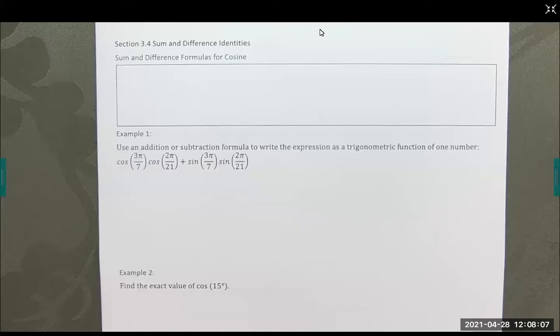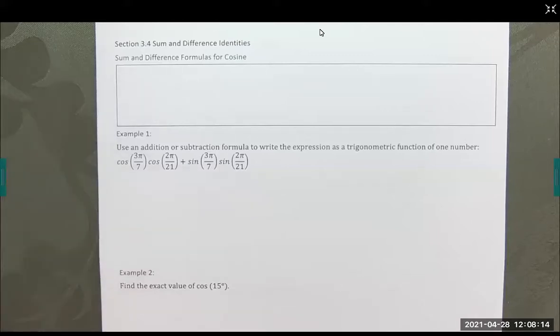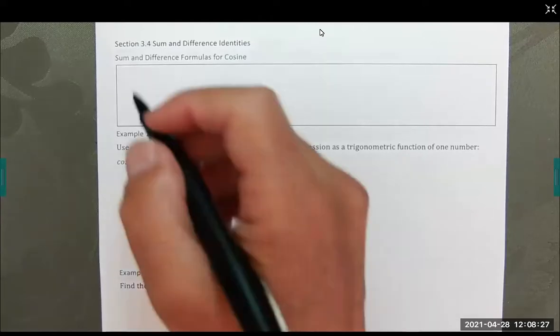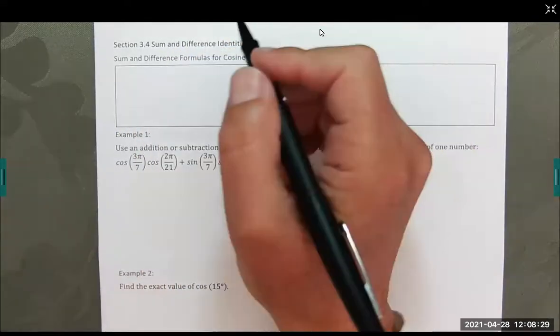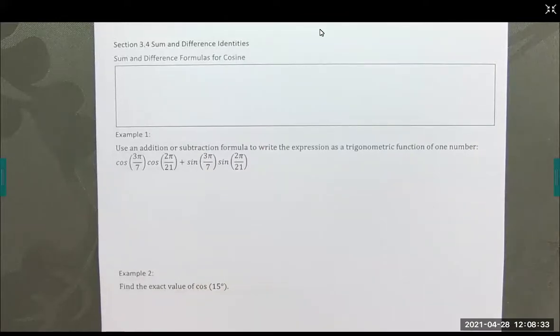All right, so today we're going to talk about sum and difference identities. I'm just going to give you the identity. I do show you where all of these identities come from in a separate video called something like identity derivations, but it'll be there. Here we go. So we're going to start with a cosine sum and difference. And if you watch the video, you'll see why we start with cosine.